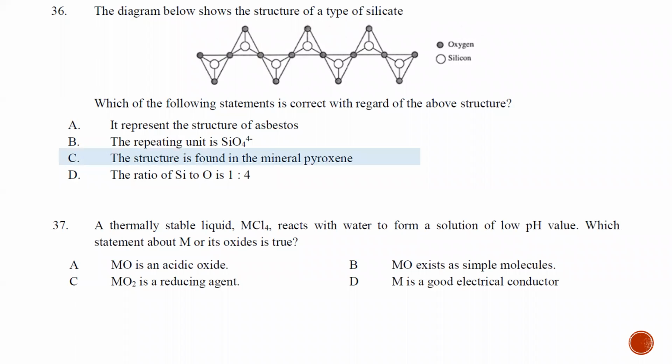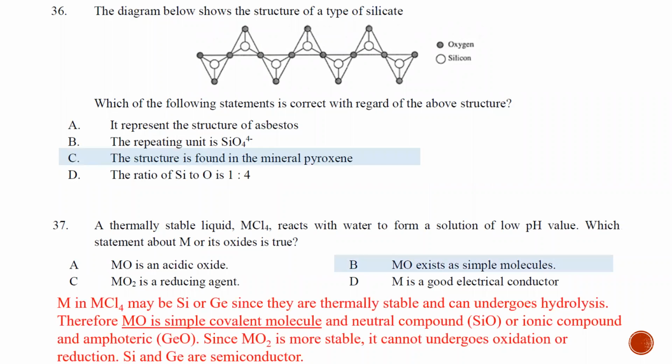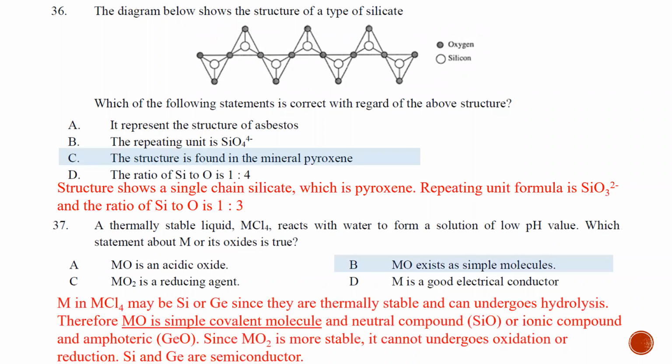So in here, the question is trying to tell you that this is a single chain silicate, which is a pyroxene. So the repeating unit of this is SiO3 2-, and the ratio of silicon to oxygen is 1:3. So this is the structure for the silicates found in the pyroxene. So 36 is C.